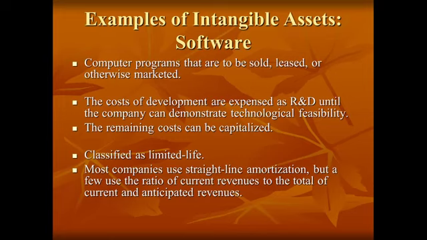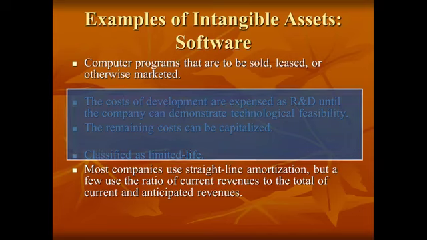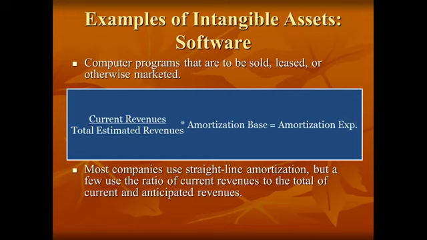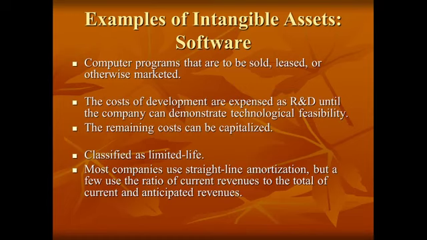Now they do still have a limited life. Most companies use straight-line amortization just like we do for most of the other intangible assets, but there is a second option that is used quite commonly here, and that is to use a ratio. So what we do is we estimate all the revenue we think we're going to make with this software. We put that down in the denominator. And for our numerator for this period, we use just the current revenues that we actually made. And that gives you a percentage, and you take your amortization base and multiply that by the percentage, and that's what you amortize away. Again, other options are allowed, but usually we see straight line, except in software where we'll sometimes see this other option as well.